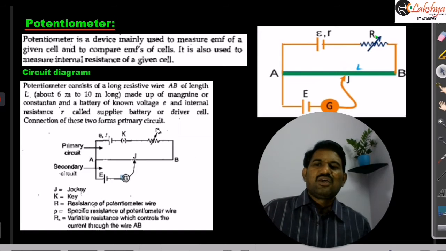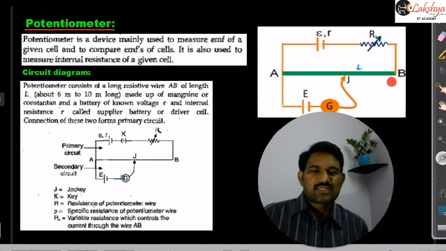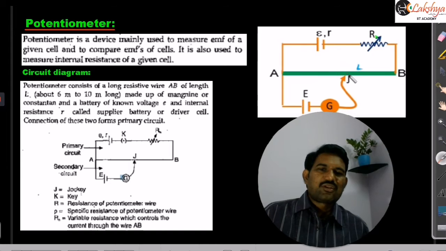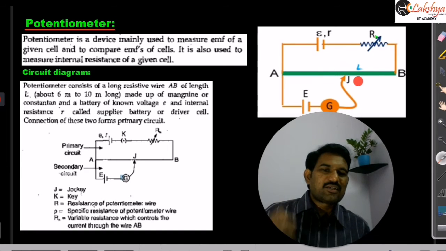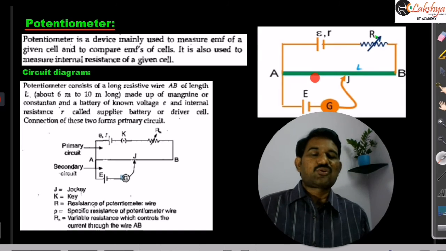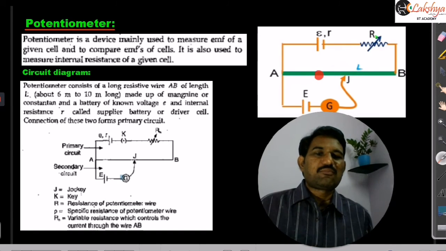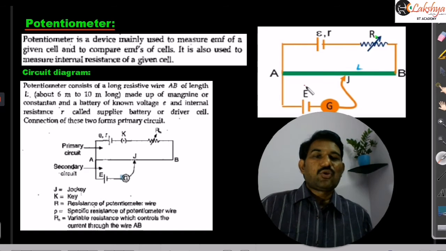This potentiometer generally consists of a 10 meter wire. In a simple circuit we show it as a single wire, AB. You can observe that it is not actually such a single wire. In the case of a meter bridge we mention it is of length 1 meter only, but here generally it will be 10 meters in length, or sometimes 400 centimeters, or sometimes 6 meters. So it is very long when compared to a meter bridge.